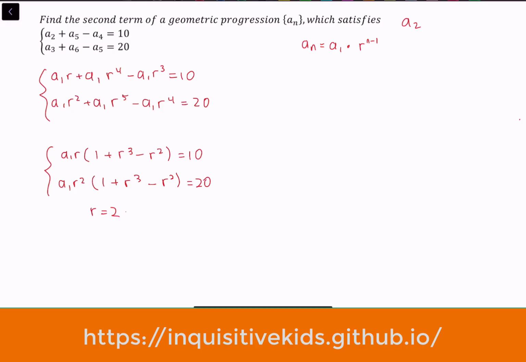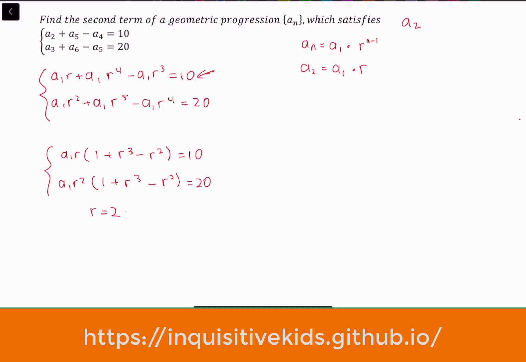Also, if we're representing a sub 2, we also need to look at it from the perspective of a sub 1 times r. This is another form of a sub 2. So let's try to construct an equation where we only have a sub 2 as our variable to solve for. Let's use the first equation.